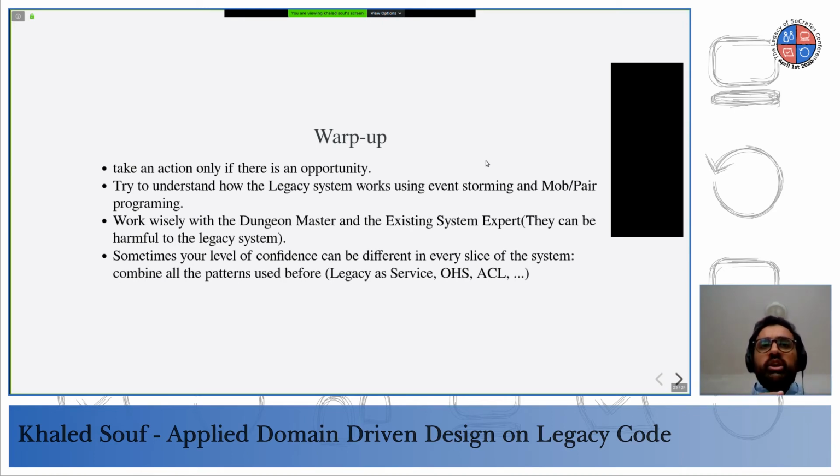And also, you're going to move from one level of confidence to another, so you need to combine these strategies. You can use one of these strategies, but you can also switch between them based on the feature. Sometimes you know that you understand the feature very well, and you're going to use the strategy that I showed you for the higher level of confidence. But for another feature, you don't know anything about it, so you're going to use the legacy as a service approach and say, okay, this one, I'm not sure about what I'm doing. And also combine the anti-corruption layer, the open host service, and all the patterns that can help you in DDD.